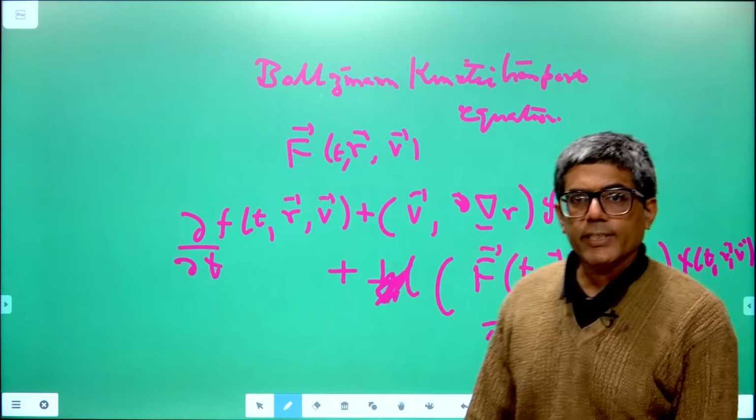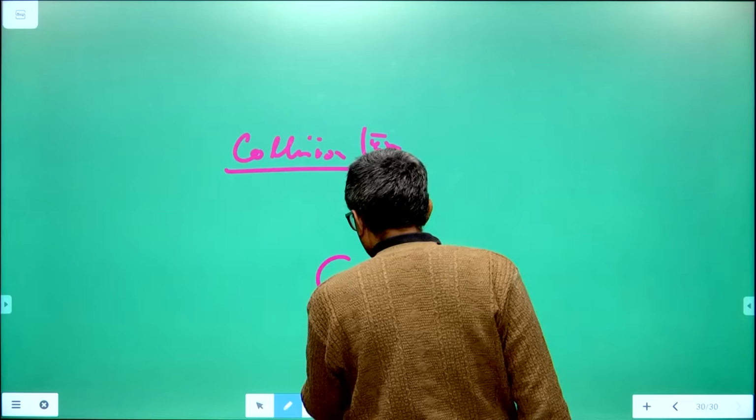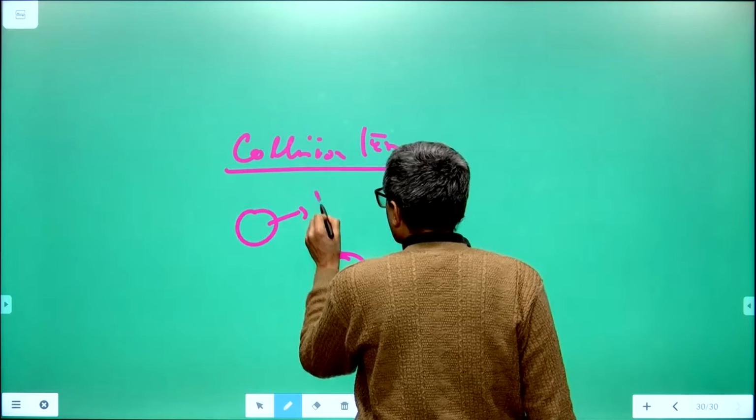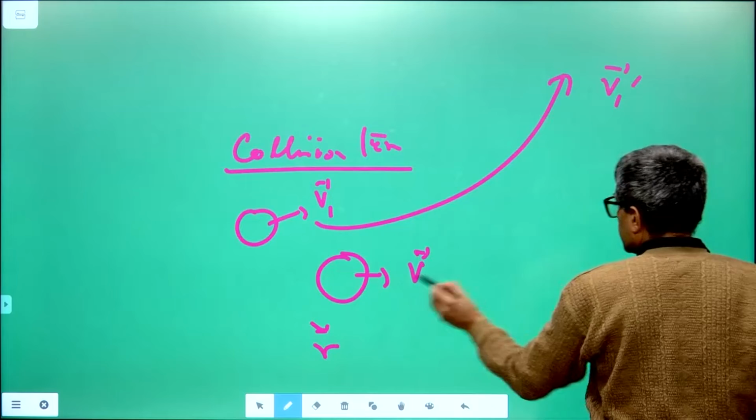What he did was, he said that suppose the medium consists of two particles interacting with each other. This one is moving with a velocity v and this one is moving with a velocity v₁, located at the same point r. This one comes and collides with it, or more precisely, it interacts with the potential generated by this particle and gets scattered off to infinity like this. So, it goes to infinity with a velocity v₁', and this particle moves to another phase volume, it goes with velocity v'.